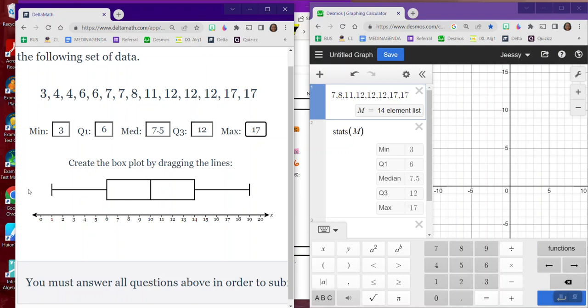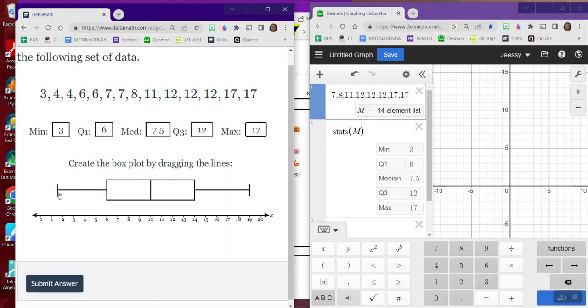Minimum is 3. What part of the box plot is the minimum? The tip of the whisker. Clear? So this, I'm going to hold and move to 3. All right, you got to click and hold. Then it says Q1 is 6. Q1 is the beginning of the box. Clear? I'm going to, oh, it's already at 6. Well, mine's at 6. I don't know what yours is.